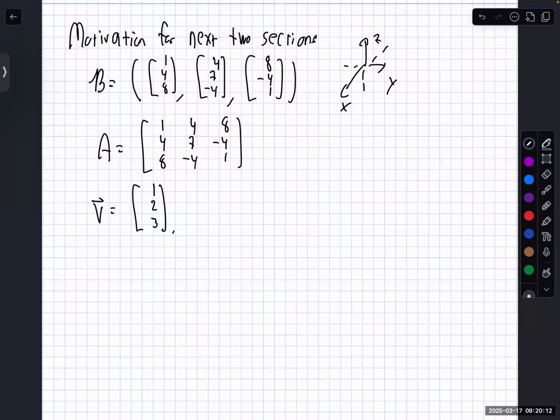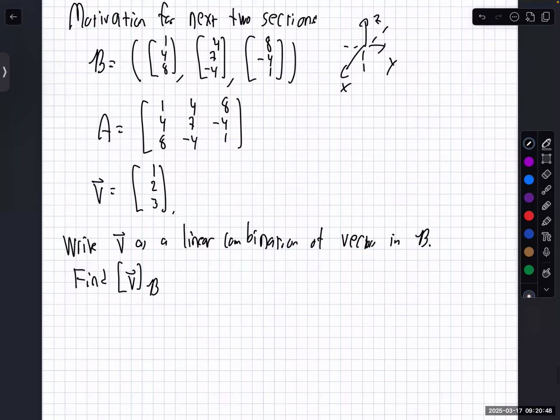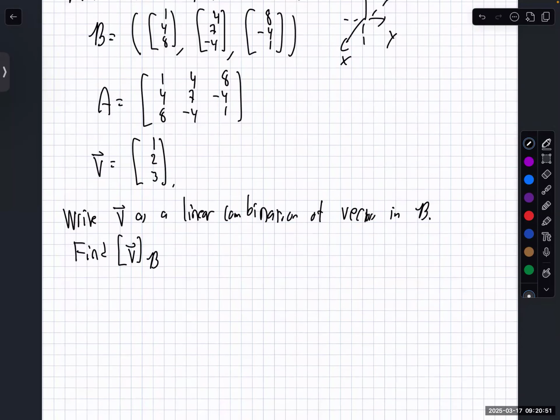Okay, I'm going to show you three problems that we've looked at earlier. And I want you to notice these are all instances of the same problem. So write v as a linear combination of the vectors in B. Find the coordinates of v relative to B.